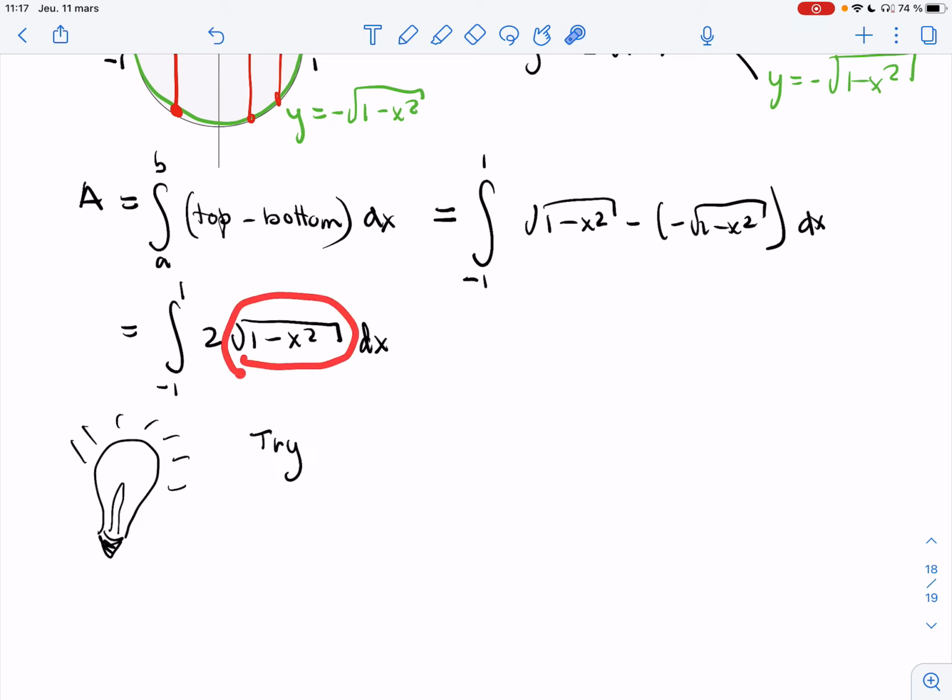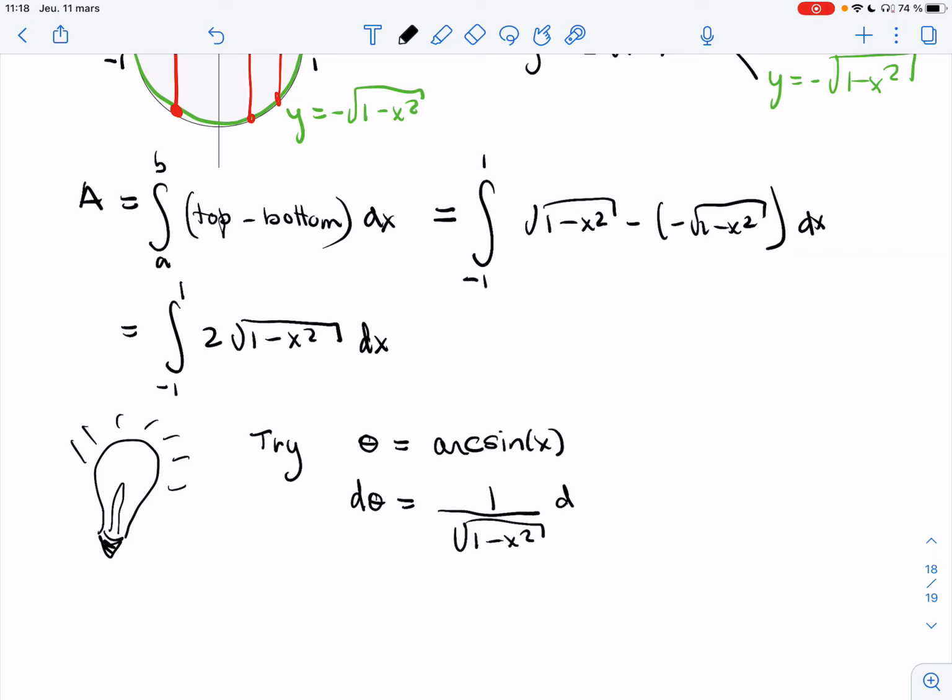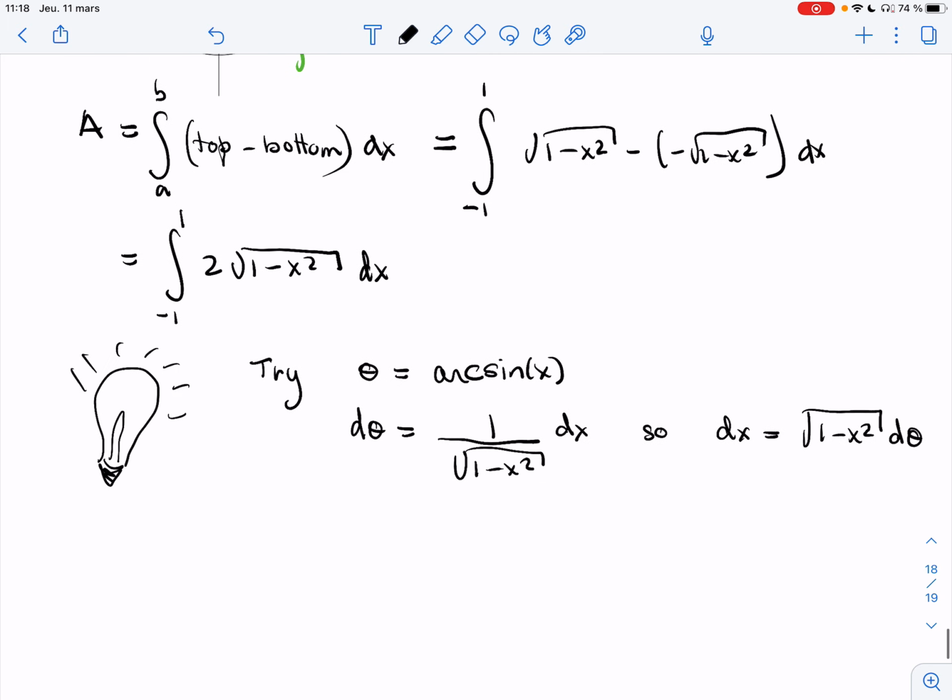I have this square root, and it's a lot like the square root in the derivative of arc sine. And so I'm going to try theta equals arc sine of x. It seems a bit crazy because it's not a function that I have at all in my integral, and it's not even its derivative that I have. I have something that looks like its derivative. But then the derivative is 1 over square root of 1 minus x squared dx, and so I would get dx as square root of 1 minus x squared d theta.